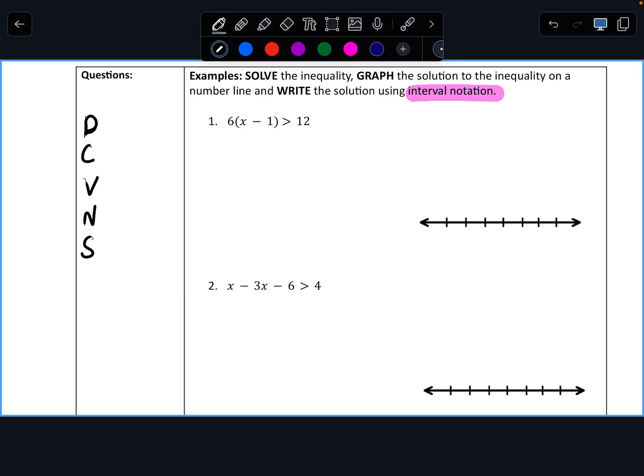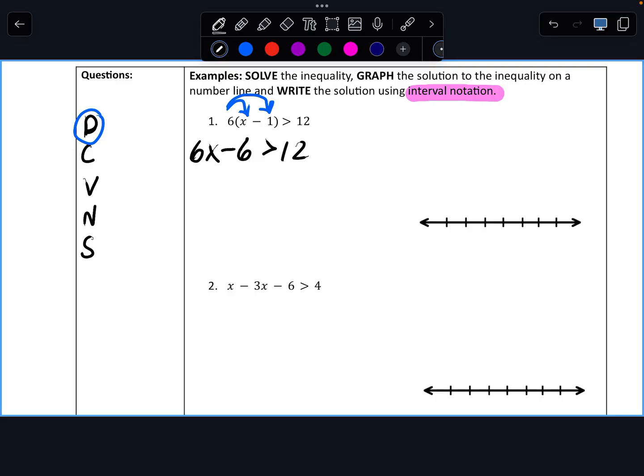Okay, so here is my equation. 6 times (x minus 1) is greater than 12. So do I have distributive? Yes, I have parentheses. So I'm going to start with my distributive. I'm going to multiply 6 times x and 6 times negative 1. 6 times x is 6x. 6 times negative 1 is minus 6, greater than 12.